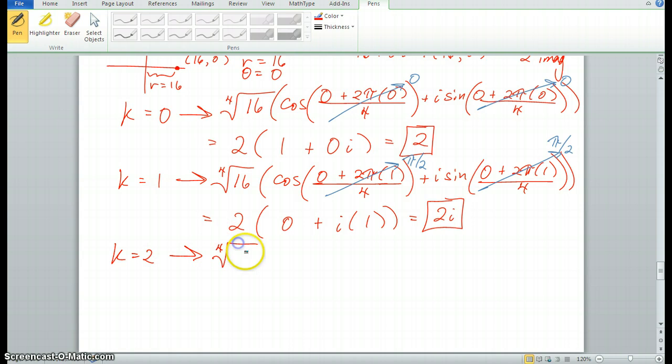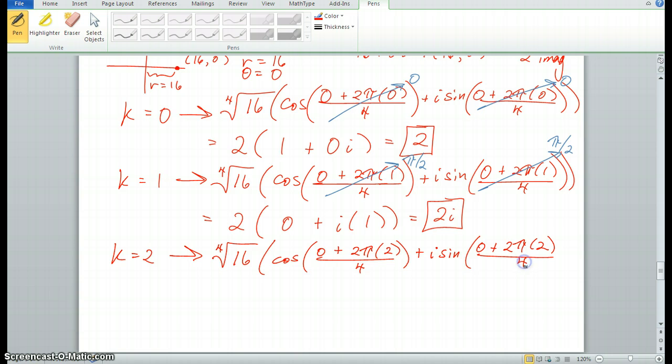So we set up our formula, the 4th root of 16 again, times the quantity cosine of 0 plus 2 pi times 2 all over 4, plus i times the sine of the same thing. We'll do our math, and the quantity yet again, with 2 pi times 2 is 4 pi, plus 0, well, just 4 pi over 4, and this again is pi.